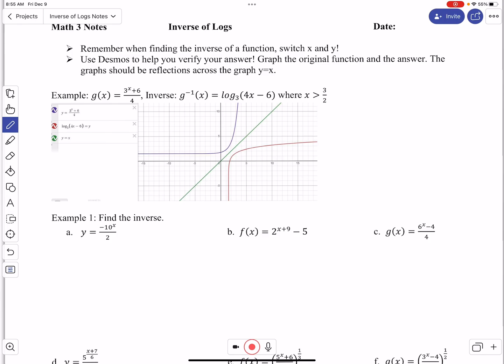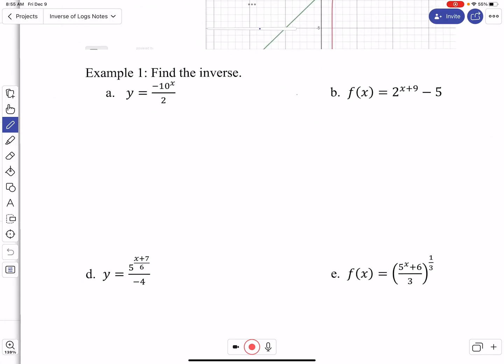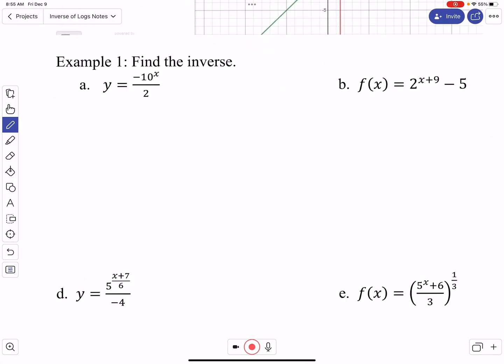So logs and exponentials, remember exponentials is when x is in the exponent. So you use a log to find the inverse and vice versa. So if you start off with a log, you change it to an exponential to help you get the inverse for that. So starting off with the first one here, we switch x and y. So we have x equals negative 10 to the power of y over 2. And what we're trying to do is isolate the power, isolate the negative 10 to the y power.